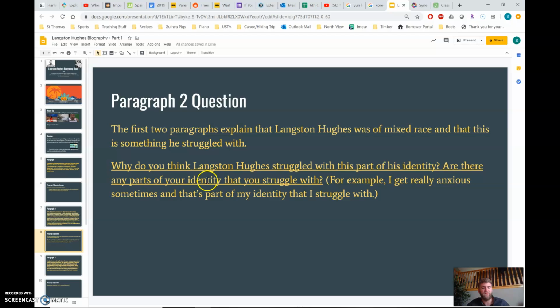Even if you are not of mixed race descent, I want you to think about if there are any parts of your identity that you struggle with. If it's too personal, don't feel like you need to share it. It's not meant to be like that. It's just a way for you to connect with Langston Hughes.